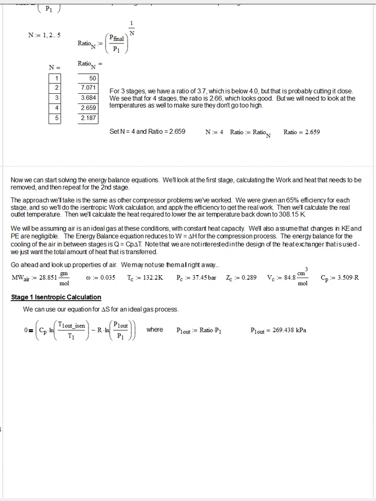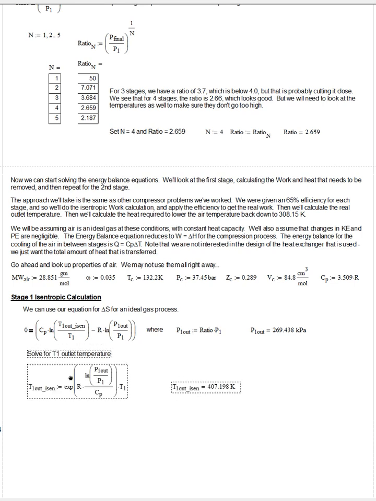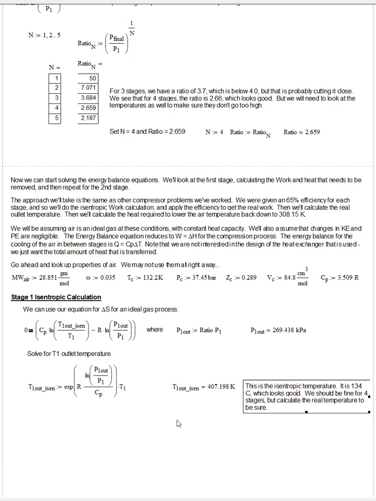So for this isentropic calculation, we can now solve for T1 out. So T1 out, isentropic, we rearrange, solve for this variable, and we get 407 degrees Kelvin. And if you can do the math in your head, you're a little bit better than me. But when I punch those numbers into my calculator, I get that is a temperature of 134 degrees C. So we are fine, at least for this isentropic.